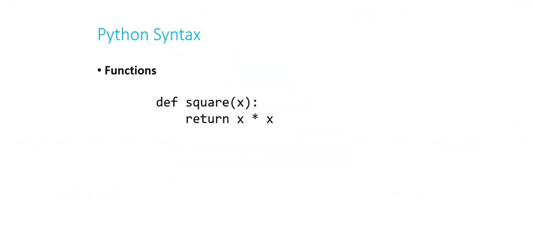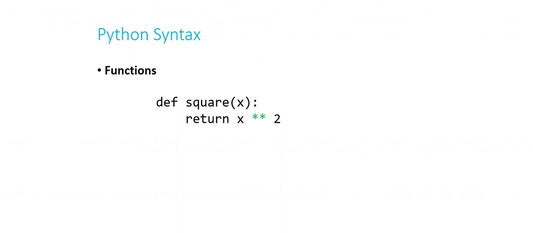Let's define the square of x, like we just did a second ago in C. Def square parentheses x colon return x times x. Pretty straightforward. I could also do this. I could return x times 2. Well, actually, this operator here is a built-in, which C did not have, exponentiation operator. So this is return x squared.